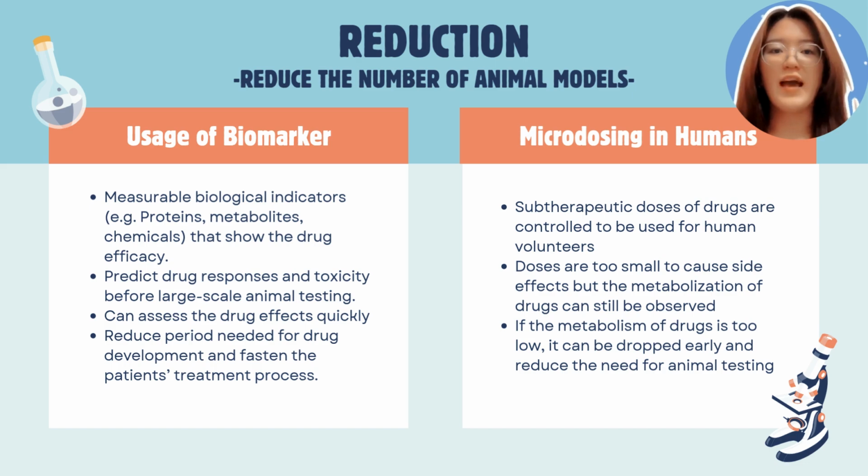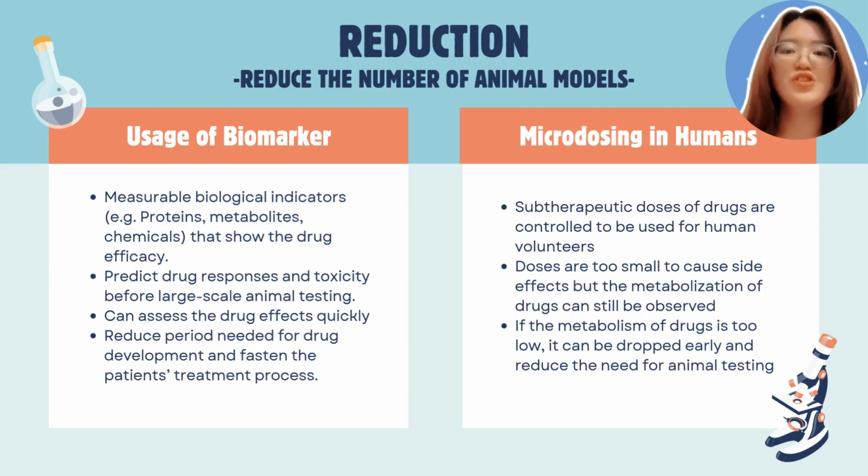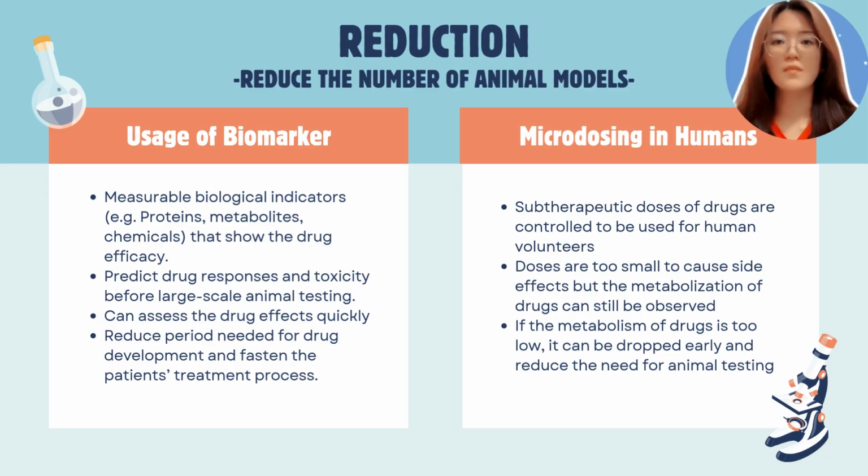Next, reduction of the animal models for drug testing can be achieved through microdosing. By microdosing in humans at first, which is the phase 0 trial, the dosage of drug given to human volunteers is controlled. This ensures that the side effects of drugs can be reduced to a minimum and the drug effects are more accurate when used on humans. Furthermore, the researchers can still study the metabolism of drugs regardless of their low concentration. If the metabolism of the drug is low, the drugs can be dropped, reducing the need for further animal testing.